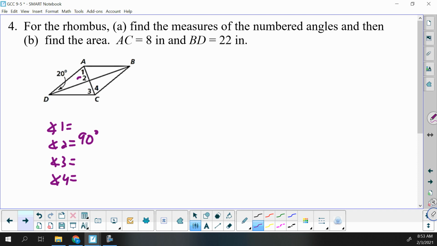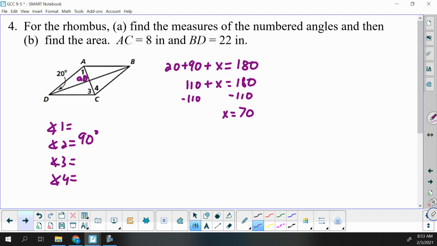But probably the next easiest is to find angle 1, because we have 2 of the 3 angles in that triangle there. So we can do 20 plus 90 plus x is equal to 180. That's 110 plus x equals 180. Subtract the 110 over, and we get for angle 1 that it's 70 degrees.